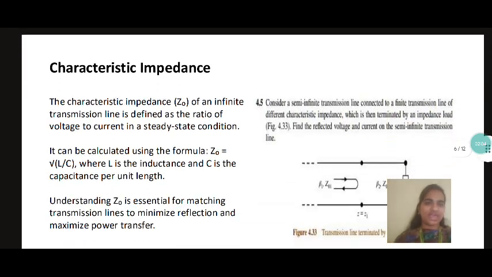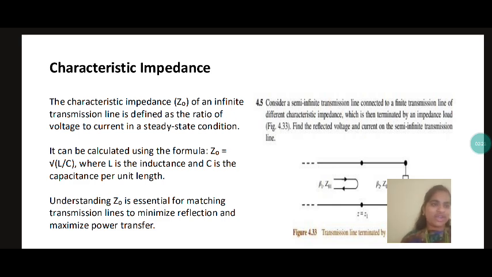Characteristic impedance. The characteristic impedance Z0 of the infinite transmission line is defined as the ratio of voltage and current in steady state conditions. It can be calculated using the formula Z0 = root of L by C, where L is the inductance and C is the capacitance per unit length.